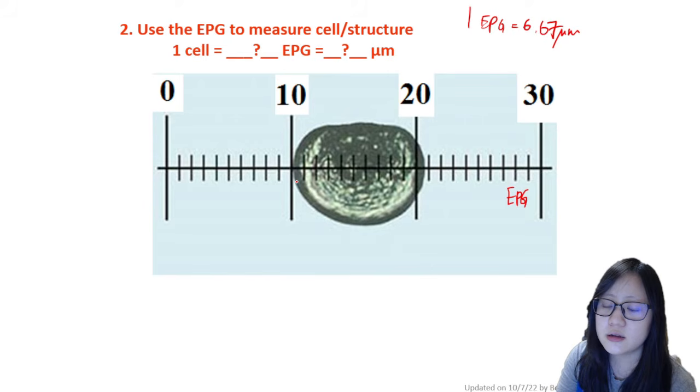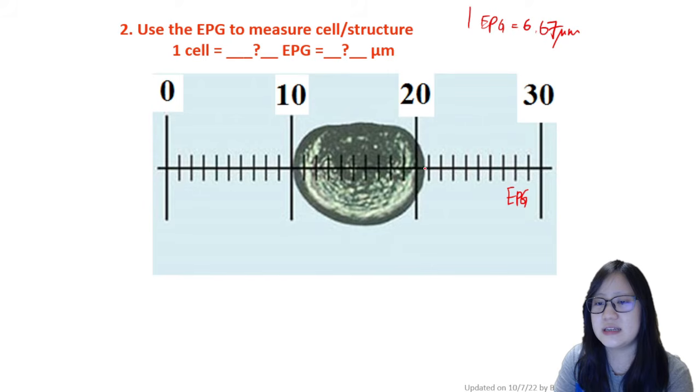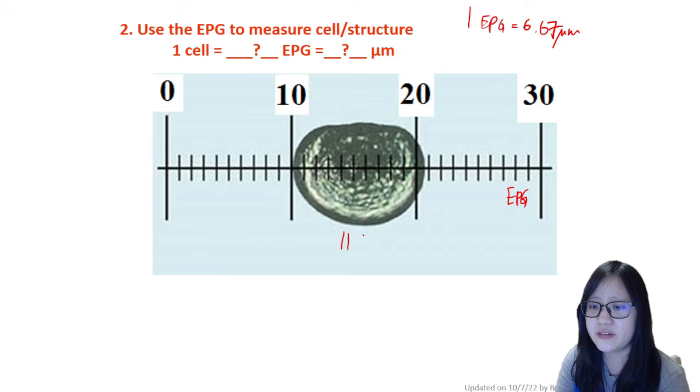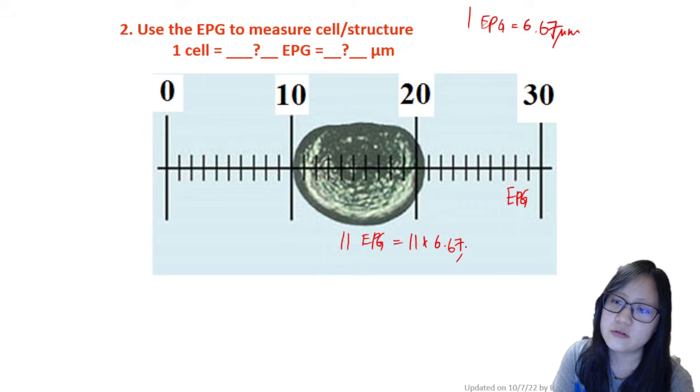So this is around 11. Okay, I'll just say 11 EPG. That's the closest guess, right? We don't want to try and guesstimate 0.1. Instead, just say 11. So that's just 11 times 6.67 micrometers. Sorry about that. Little bit glitchy.